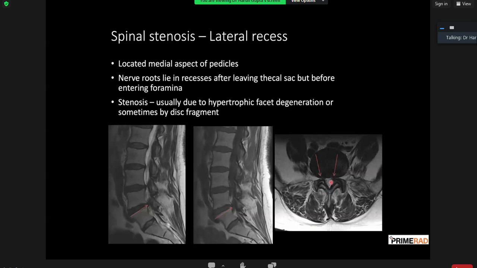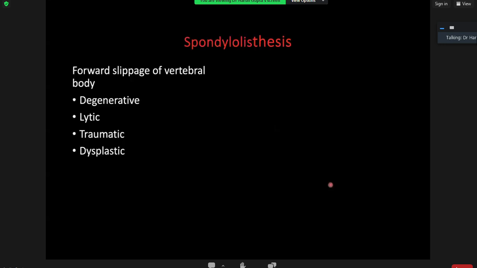Now, the lateral recess is bound medially by the pedicle, and it's affected by degenerative change, or sometimes, as you see in this case, by disc protrusion or facet hypertrophy. Either of these produces narrowing of the lateral recesses.